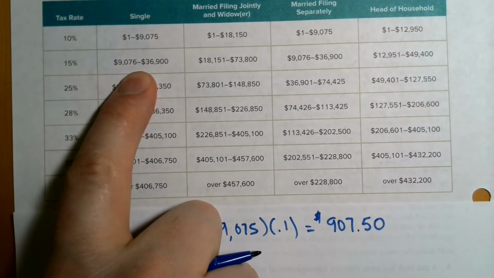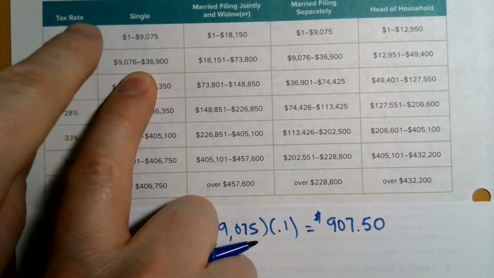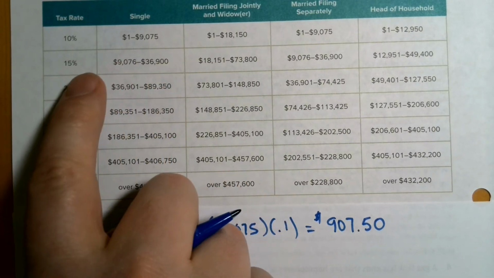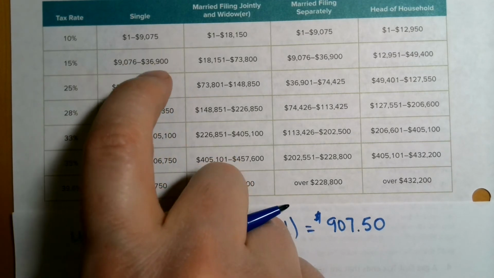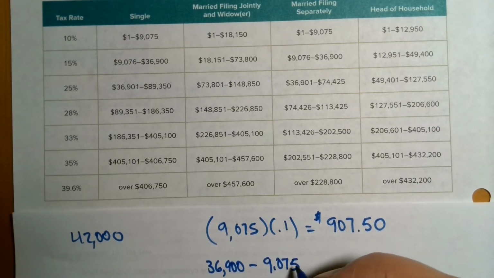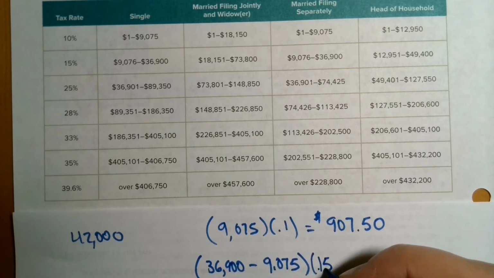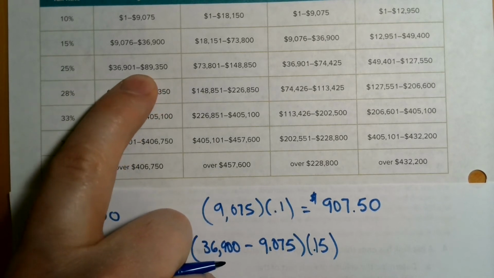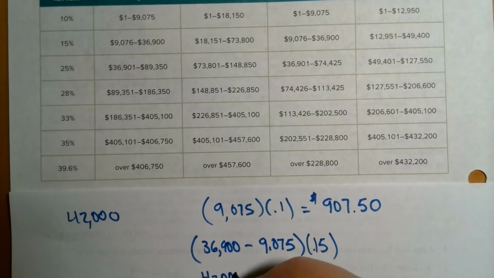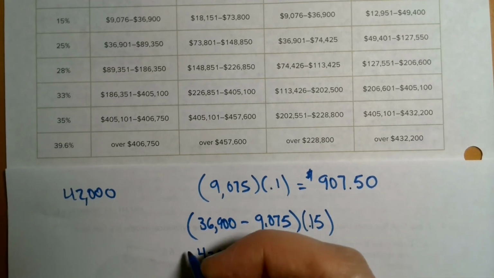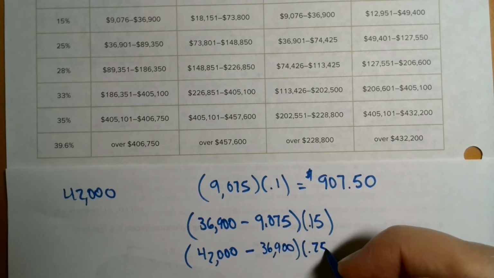Now, when we get to this bracket, the next set of money gets taxed at 15%. How much of this $36,900 was going to be taxed at 15%? Well, it's the difference of these two numbers. We would take 36,900, subtract from it the $9,075 that have already been taxed at the 10% rate, and we'll tax this new amount at the 15% rate. We'll do the same strategy for the next bracket. Since our 42,000 falls within these values, 42,000 is the maximum amount that this person made. We're going to subtract from that 42,000 the 36,900 to see how much over this amount is going to get taxed at the 25% tax bracket.